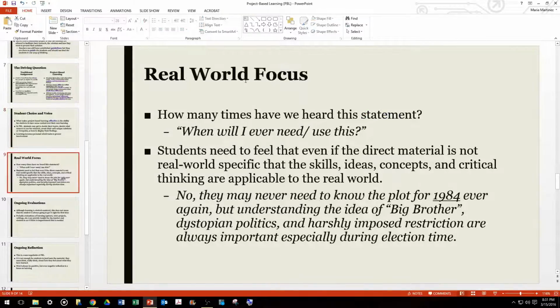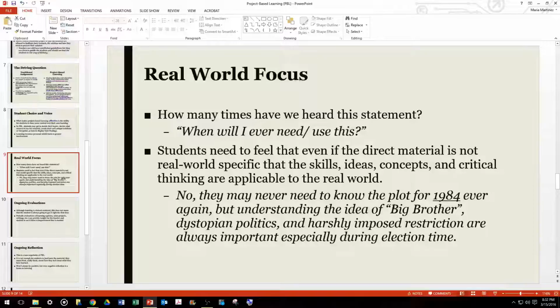A real world focus. Project based learning, even in things that are fiction based, will have some kind of real world focus. And I'm sure that as educators, we've all heard this question: when will I ever need this? Or when will I ever use this? And what we want to do is emphasize to the students that even if we're looking at something fictional, it's not about the actual fiction. It's about the concepts, the ideas, the thinking that goes into the project that they are doing. So, for example, no, they may never need to know the characters and the plot for 1984 ever in their life once they leave our classroom.